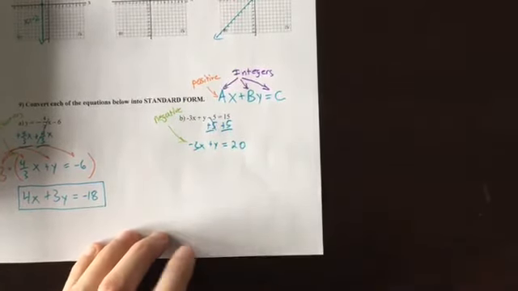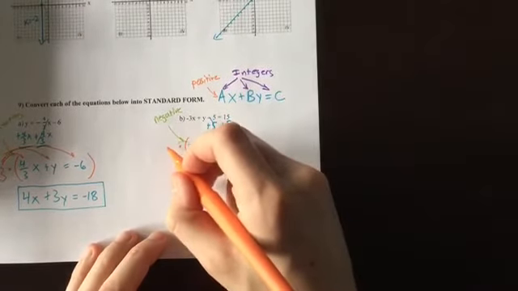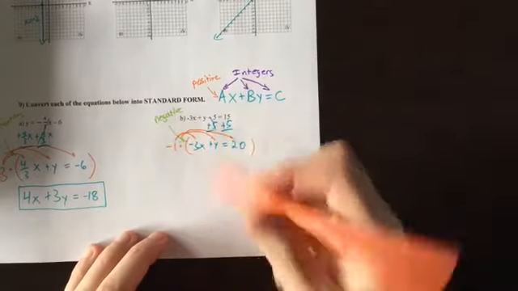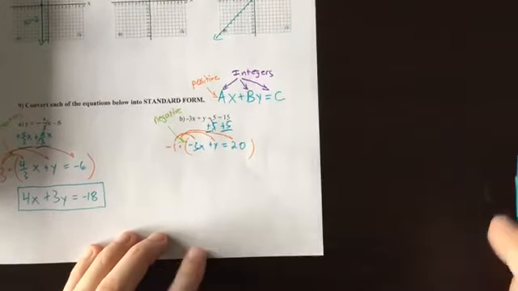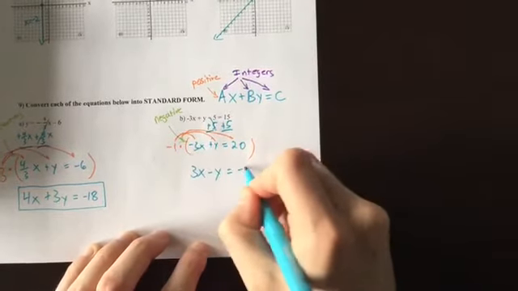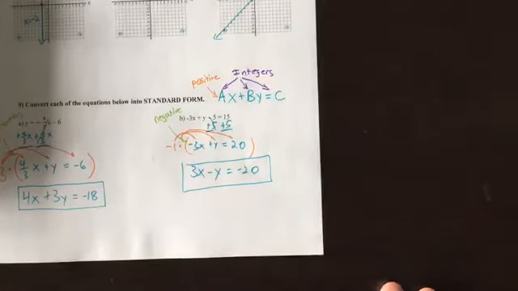To get rid of that negative, we're going to take the entire equation and multiply every term by -1. So we're going to change the signs. Okay, so that makes this positive 3x minus y equals negative 20. And now we are in proper standard form.